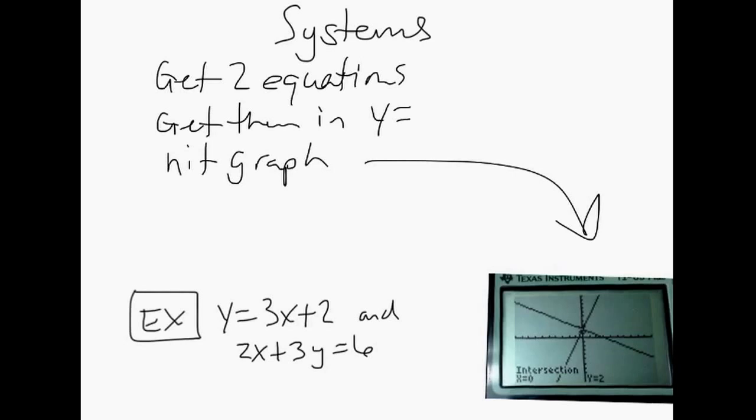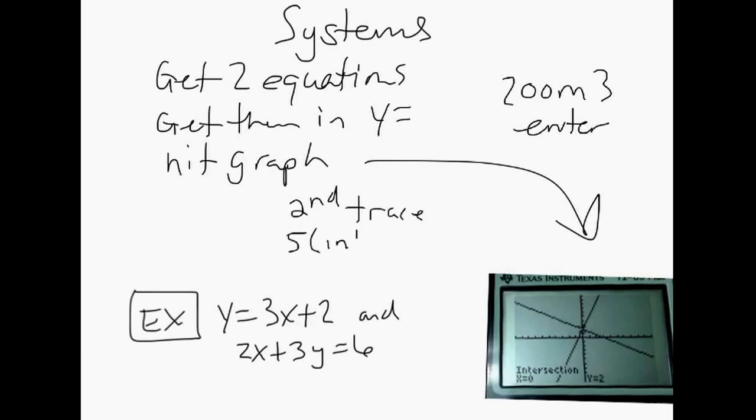Once you hit graph and you see your picture, you want to make sure that they hit each other. If you don't see them hit each other, you can do zoom 3, enter, and zoom yourself out, but you want to make sure that you see them hit. Once you see them hit, that's when you hit second, trace 5, which is intersection, and then you have to hit enter 3 times in a row, and the answers will pop up on the screen like they did right there. This one intersects at 0, 2.